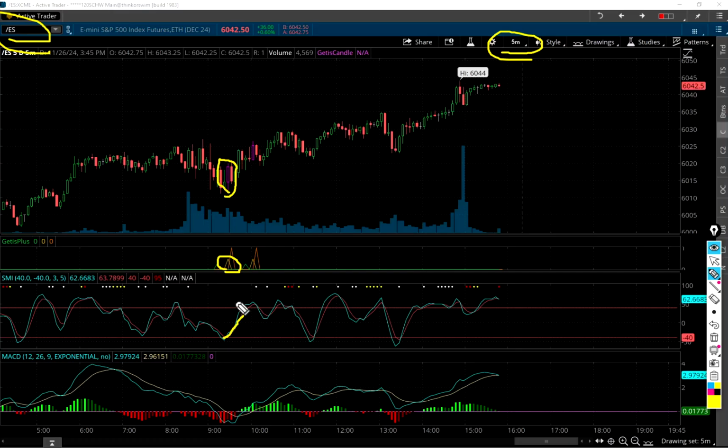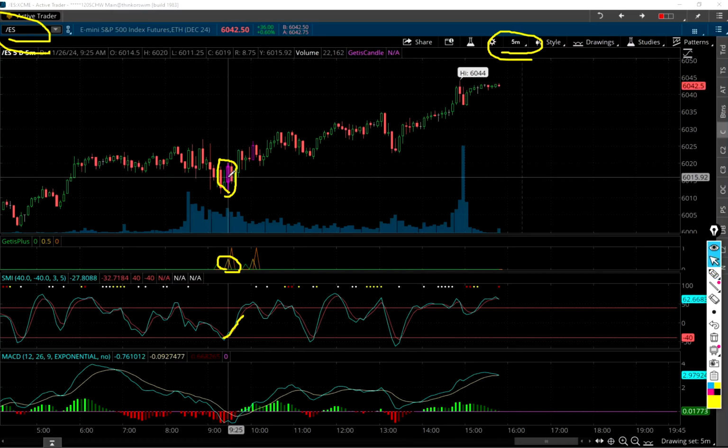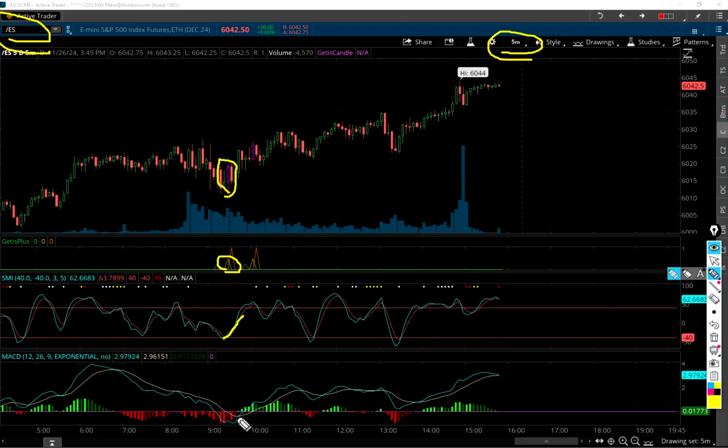Now, the momentum here was negative. If you look at this momentum, right exactly there, momentum was negative. So a bit tricky right here, right? Momentum's negative, but we're at the bottom of the SMI. Guess what? I personally would have waited here. Now it starts going up, up, up.